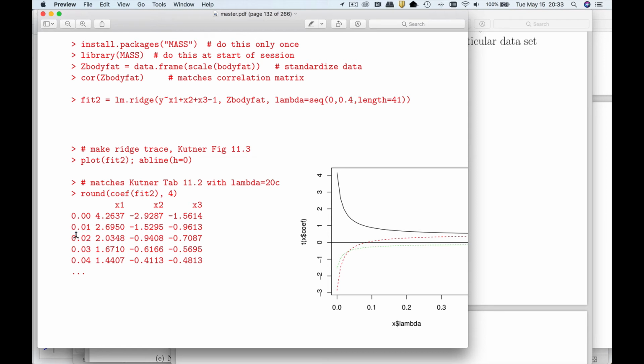All right, well, let's keep dialing up our lambda. If we take it up to 0.04, you're going to see, well, the first slope is now just 1.4. The second slope is about minus 0.4.